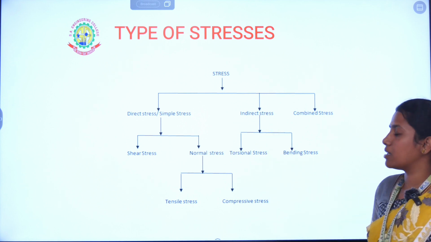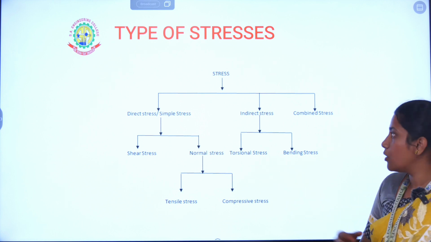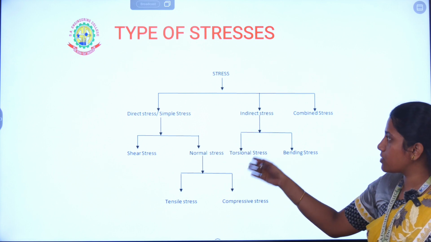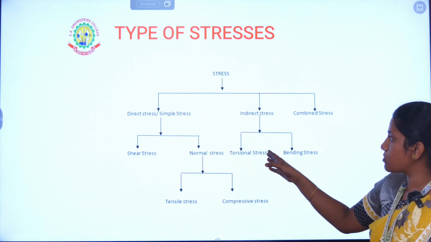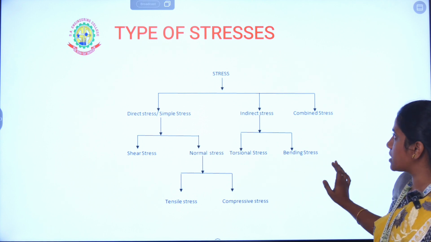And indirect stresses: due to the application of direct stresses, there will be some indirect amount of stresses which may be torsional or bending. If both the stresses, simple stresses and indirect stresses, are combined together and act on a body, it is called combined stress.